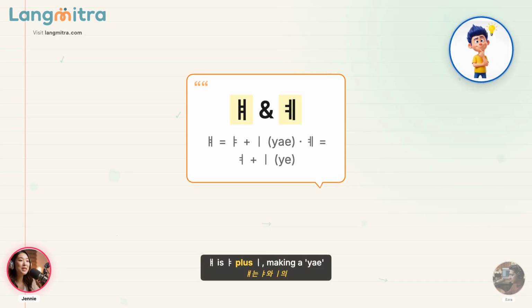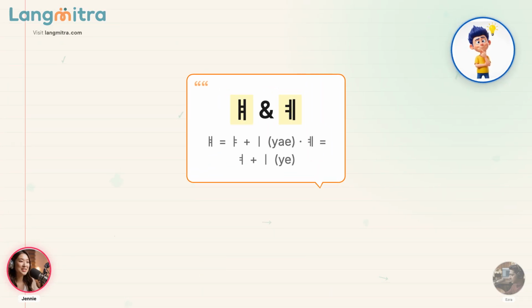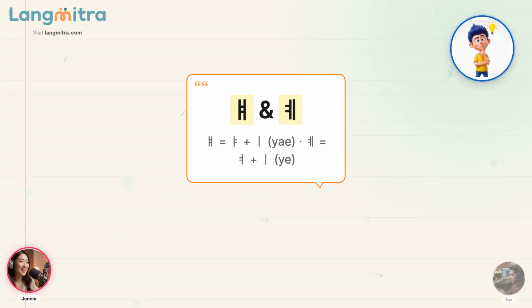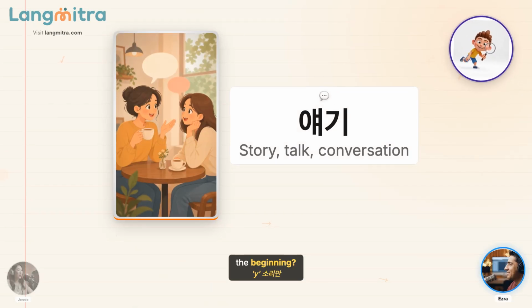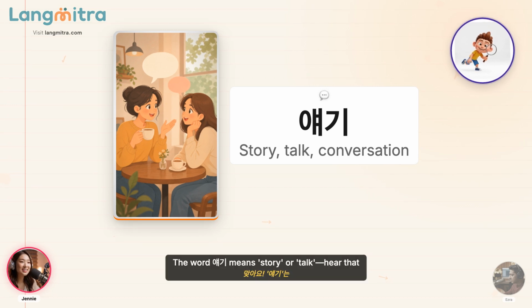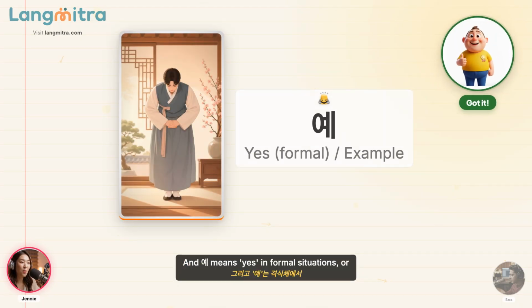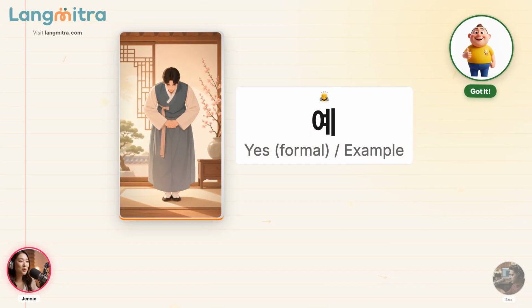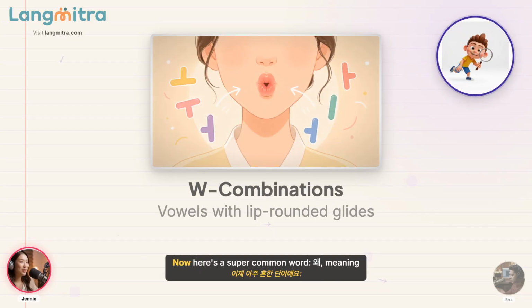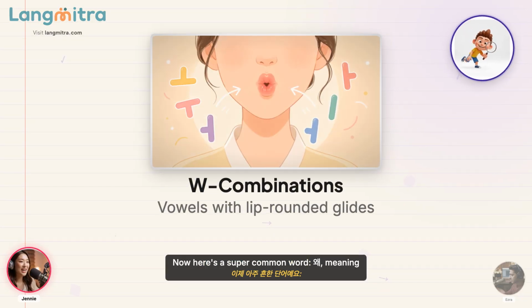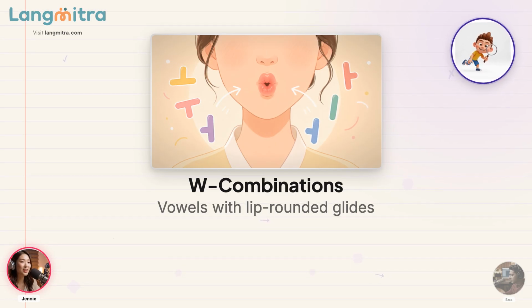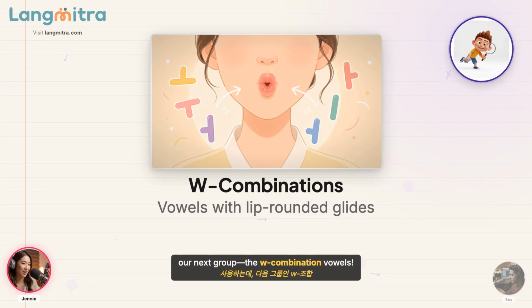Now let's add the Y versions. Ye is ya plus e, making a ya sound. And ye is ye plus e, making a ye sound. So I just add a yes sound at the beginning? Exactly. The word yegi means story or talk. Hear that ye? And ye means yes in formal situations or example. Try saying ye. Ye. Beautiful. Now here's a super common word. We, meaning why. This uses we, which brings us to our next group, the w combination vowels.